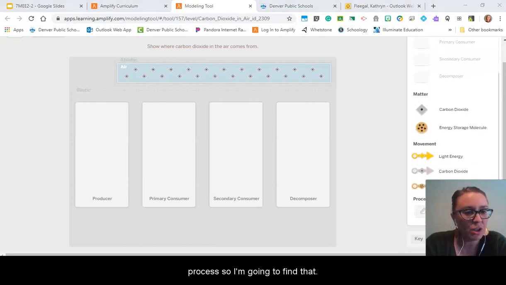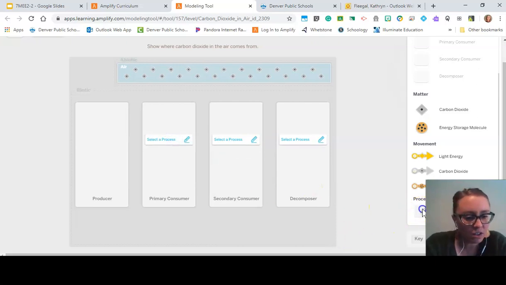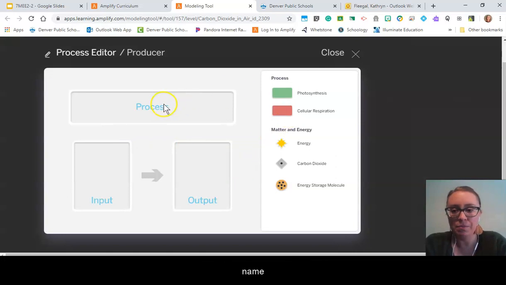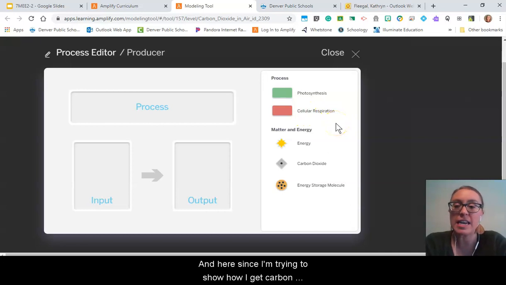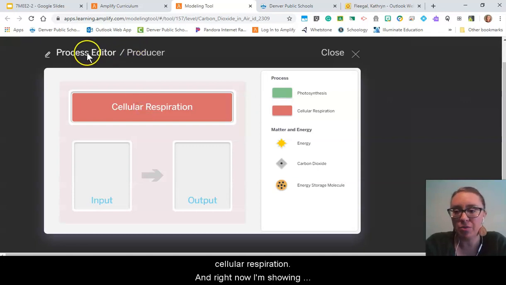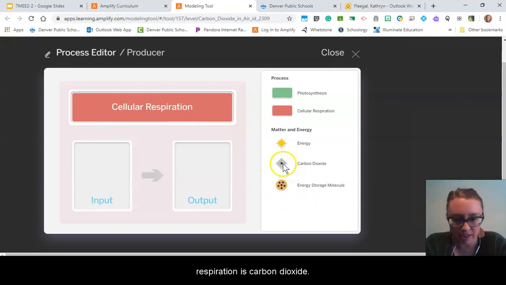So I'm going to find that, and I'm gonna add that process, or start to add that process to all four. And when I go here to select the process, I need to name, is it photosynthesis or is it cellular respiration? And here, since I'm trying to show how I get carbon dioxide into the air, I'm going to choose cellular respiration. And right now, I'm showing this within my producer. And the output that I'm trying to show here of cellular respiration is carbon dioxide. So I'm going to put that in my outputs.